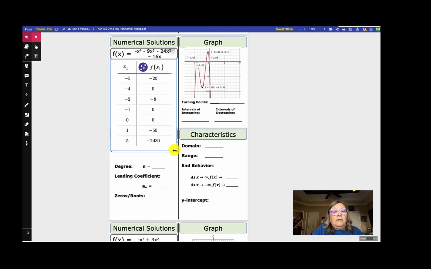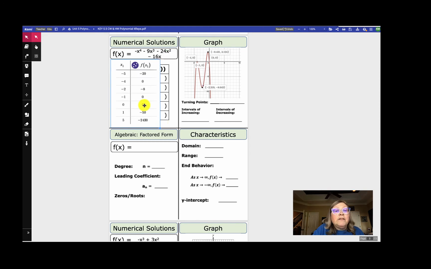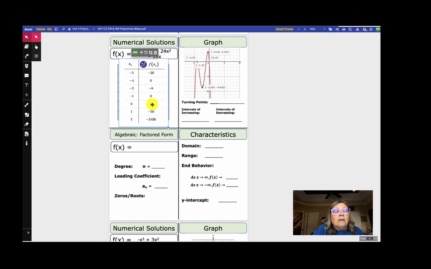And make that so it fits in the square. And then line it up in the middle. All right, so now my top is finished.